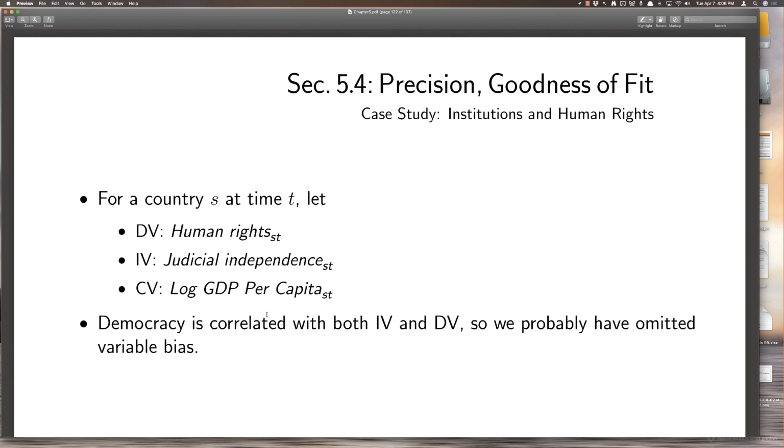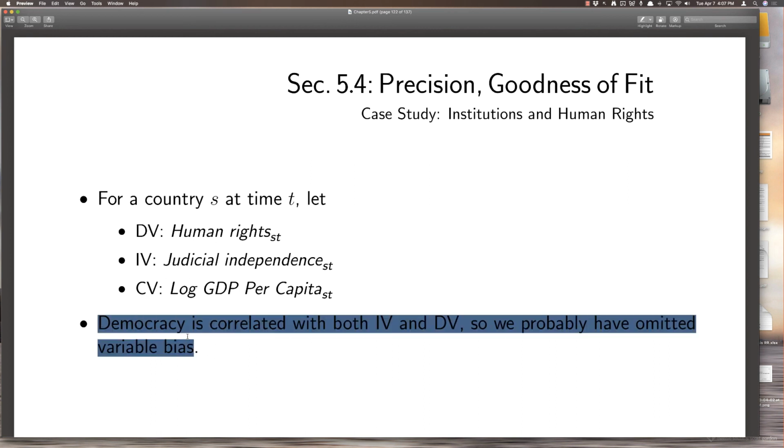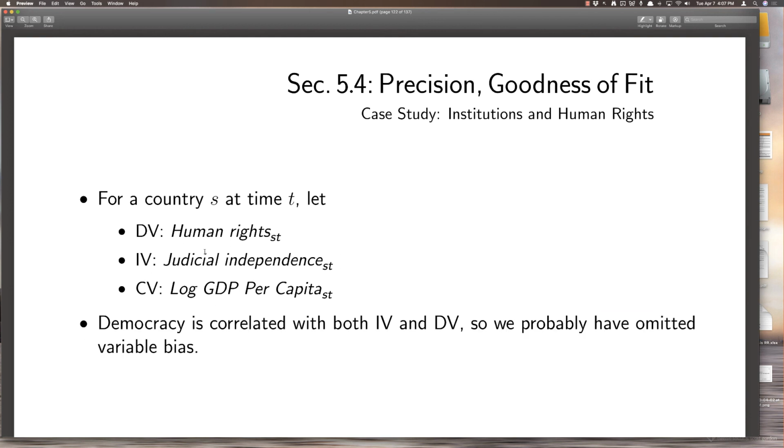And then our control variable here is going to be log GDP per capita. You might think that countries with more wealth per person will be more likely to have judicial independence and more likely to have human rights. So that's the basic model, but let's think about another variable, democracy. Notice, the more democratic a country is, the more likely it is to have judicial independence and human rights. All right. So if we were to run this model without democracy, we might have omitted variable bias. In other words, our estimate of the effect of judicial independence on human rights might be biased.